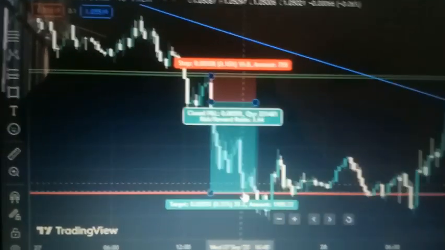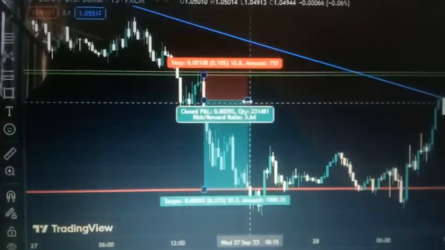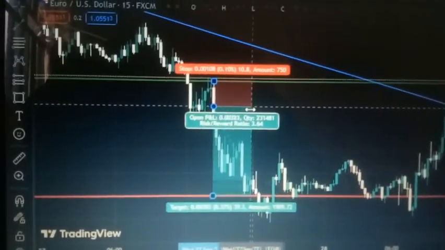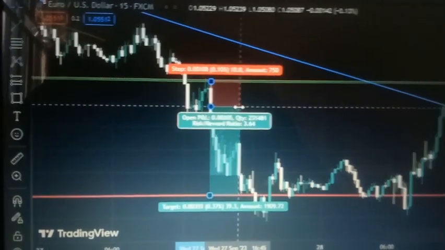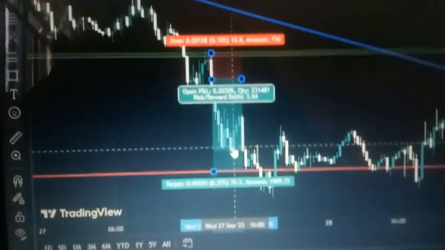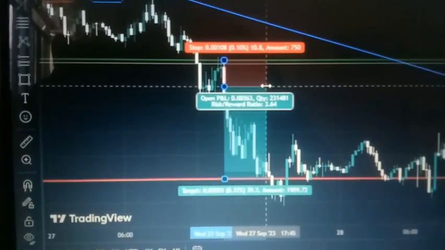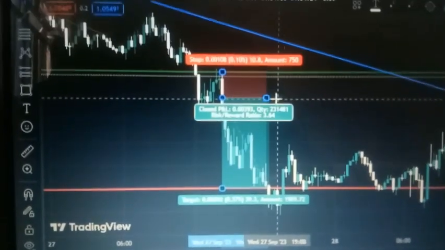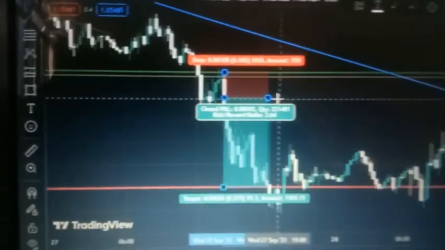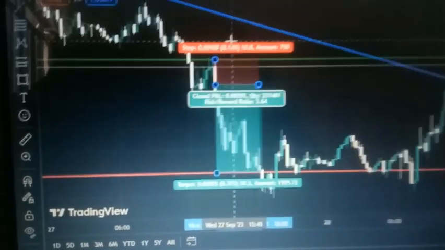I didn't wait for the market to actually hit TP, because of the trade I took on gold, I had already passed the account around this area. That's why I closed the trade around this area. I didn't wait for the market to hit my TP. I just closed the trade because I've already passed my challenge. So that's what happened on Euro USD.